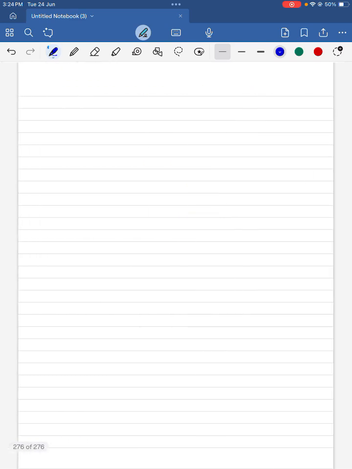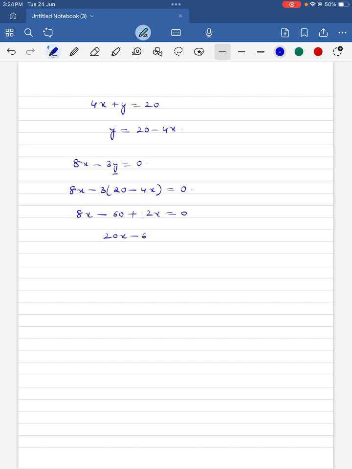Now from the second equation, which is 4x plus y equal to 20, I'm finding the value of y as 20 minus 4x. Now let me put this in the first linear equation, which was 8x minus 3y equal to 0. In this, in place of y, I'm substituting 20 minus 4x. So I'm using the substitution method to solve the equation. So 8x minus 3 times (20 minus 4x) is equal to 0, which gives me 8x minus 60 plus 12x is equal to 0, or 20x minus 60 equal to 0, which gives me 20x is equal to 60, or the value of x now becomes 60 divided by 20, which is 3.